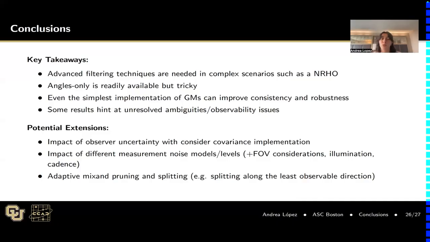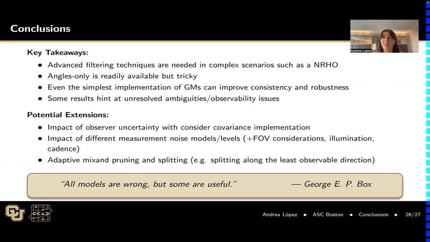Then I also want to look specifically at reducing the levels of noise that we're introducing into our simulation to see if in those cases we will be able to disambiguate the different mixins. And of course, I would like to add adaptive mixin pruning, merging, and splitting, to make the Gaussian mixture filter a little bit smarter.